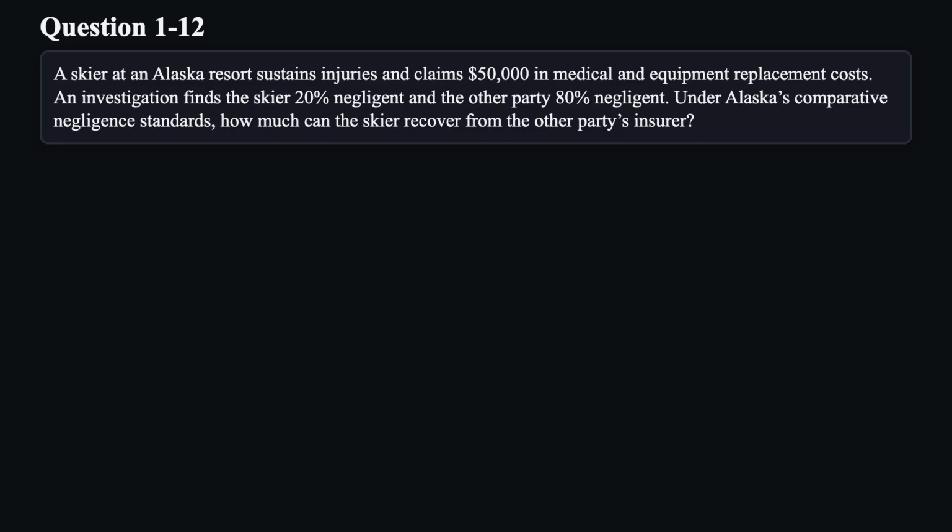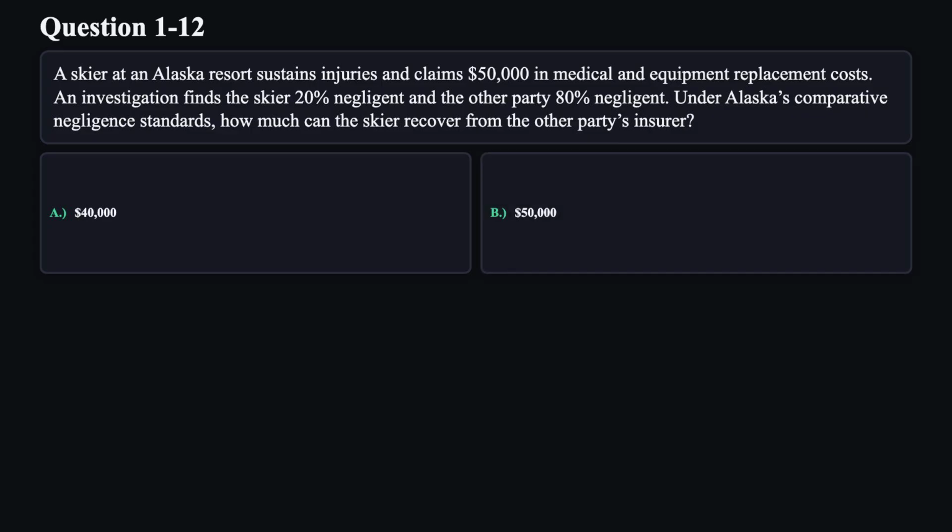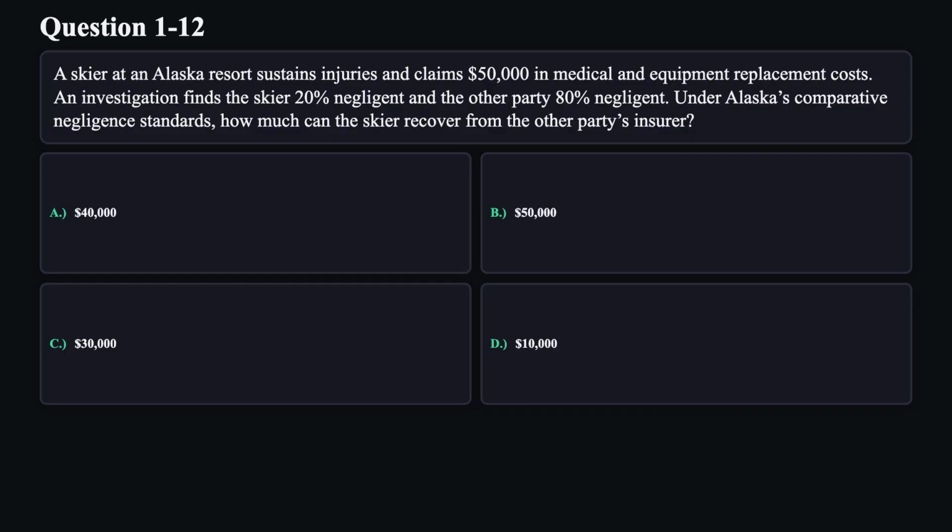Question 12. A skier at an Alaska resort sustains injuries and claims $50,000 in medical and equipment replacement costs. An investigation finds the skier 20% negligent and the other party 80% negligent. Under Alaska's comparative negligence standards, how much can the skier recover from the other party's insurer? A. $40,000. B. $50,000. C. $30,000. D. $10,000.